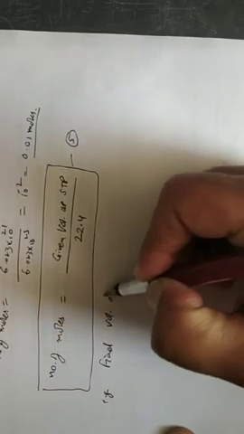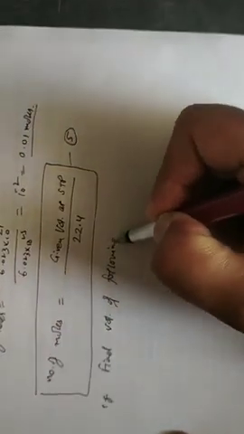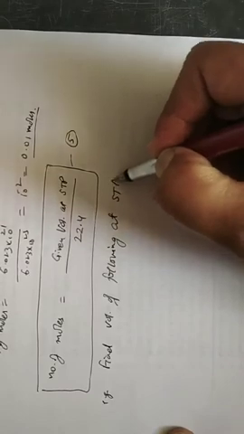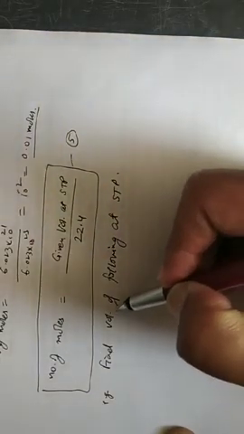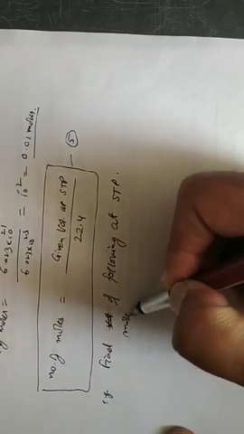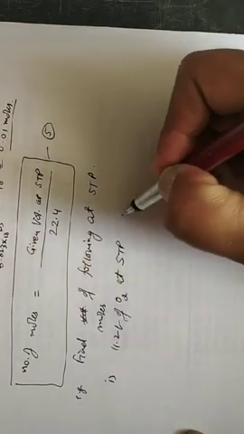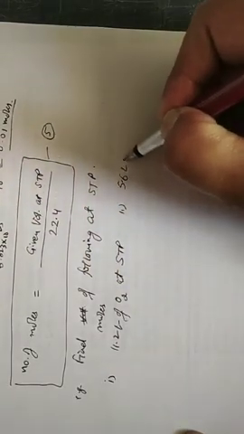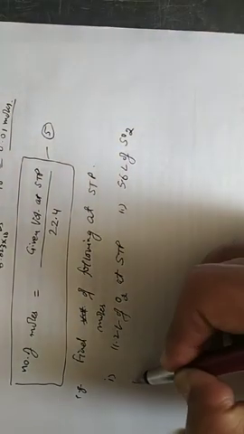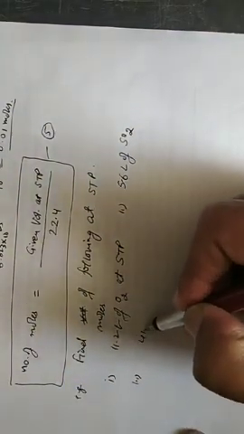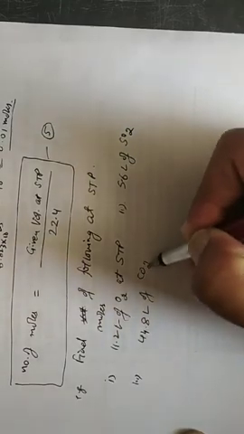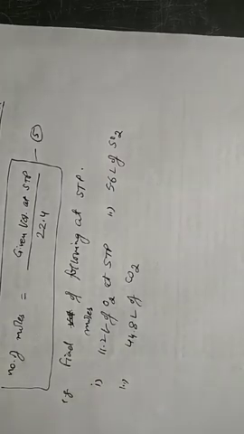Find volume of following at STP. Sorry, not volume. Find moles. Volume will be given. First part is say 11.2 liters of O2 at STP. Second part is 5.6 liter of SO2. Third part is 44.8 liter of carbon dioxide. Doesn't matter which gas is given, because 1 mole of any gas is equal to 22.4 liter.